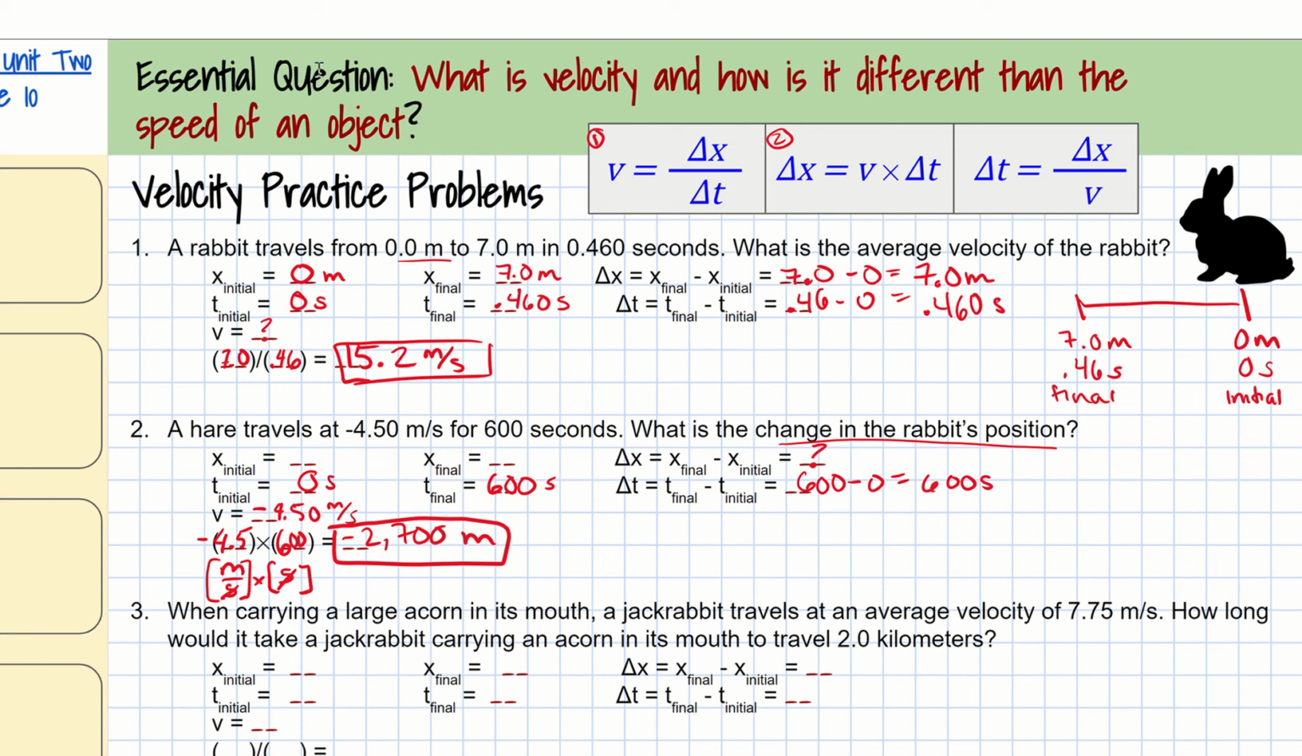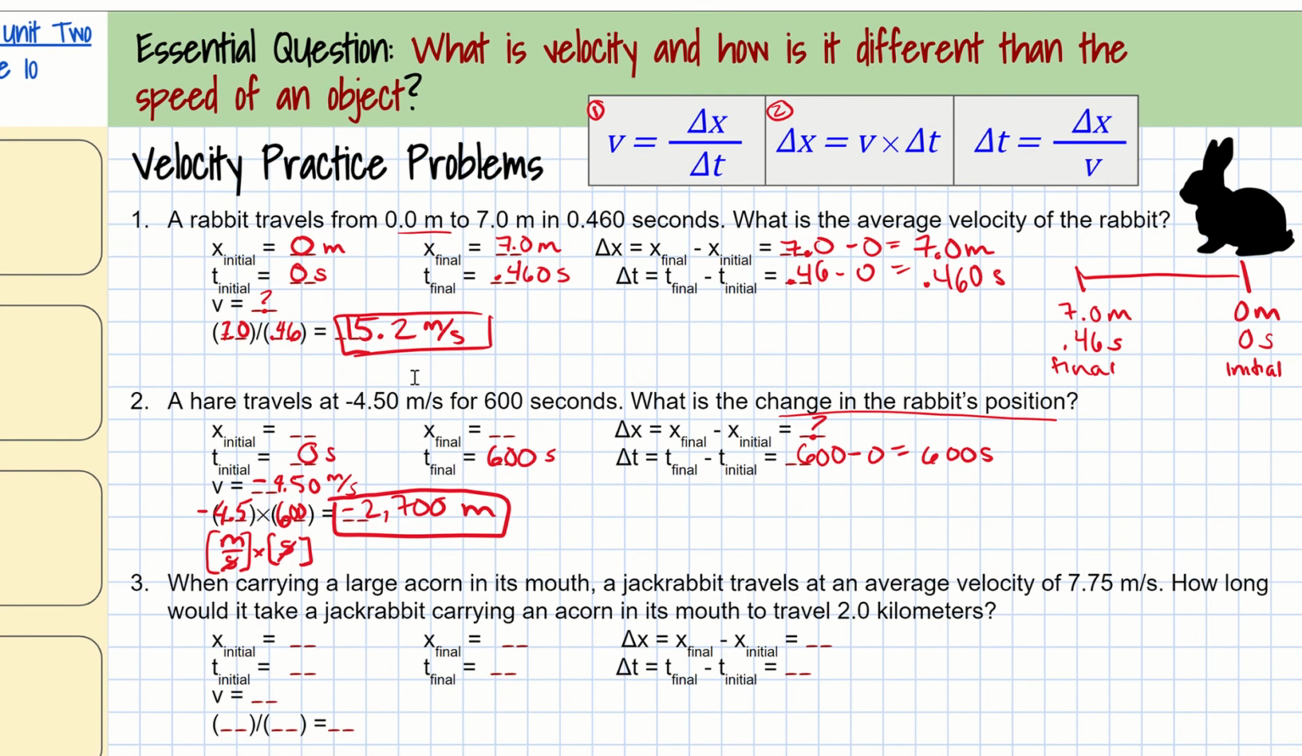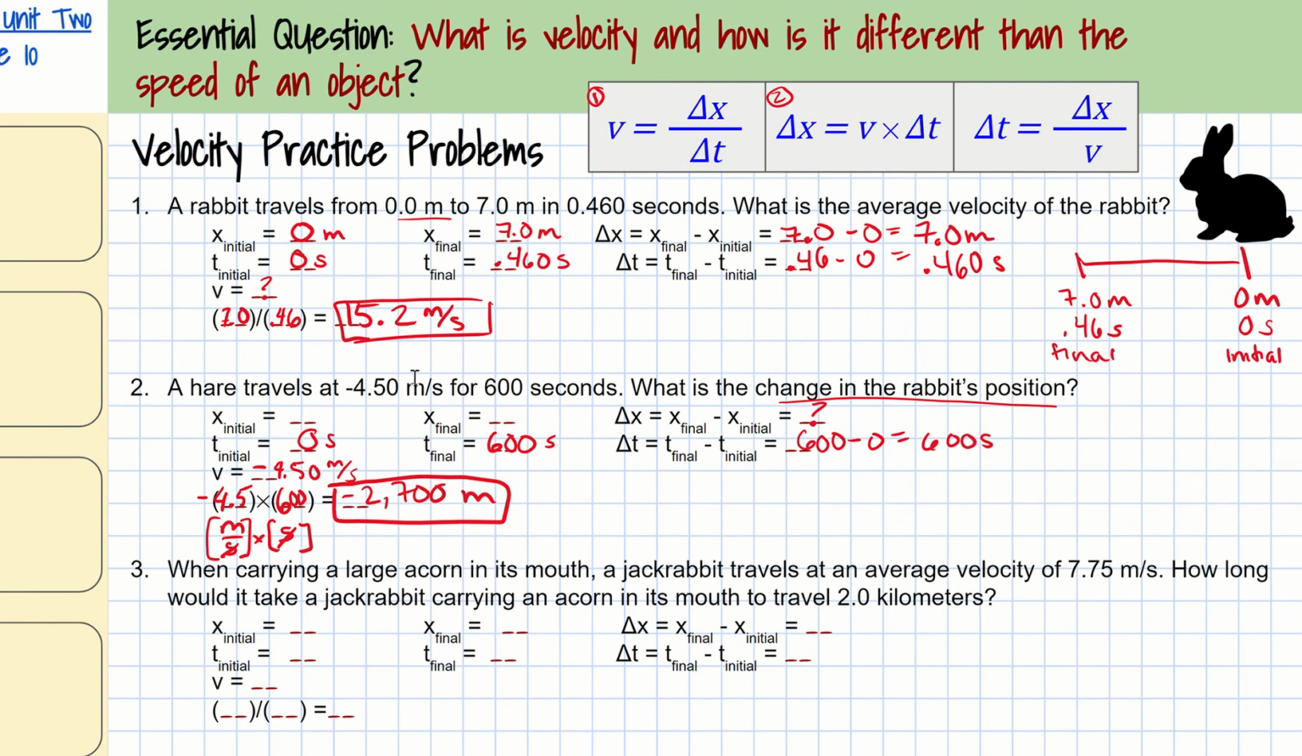Okay, the last problem here says when carrying a large acorn in its mouth, a jackrabbit travels at an average velocity of 7.75 meters per second. So again, we see this meters per second. We know that's our velocity. And we're asked how long would it take a jackrabbit carrying an acorn in its mouth to travel 2 kilometers? Well, we know we're trying to find our time because it asks how long it takes.